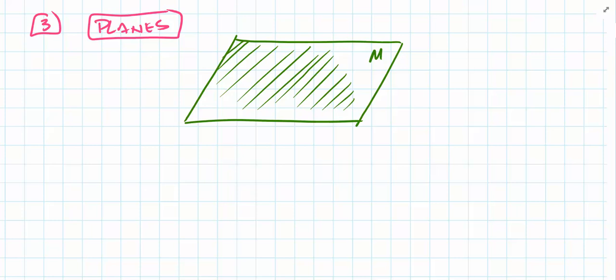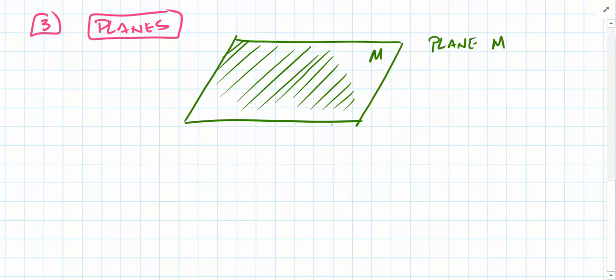Planes don't have edges. They're just like lines, right? They extend in all directions infinitely. So even though I've drawn this picture with an edge, it doesn't really actually have an edge. And notice that there's a little M here, so we could call this plane M. So we're talking about all the infinite amount of points that are inside this plane right here.